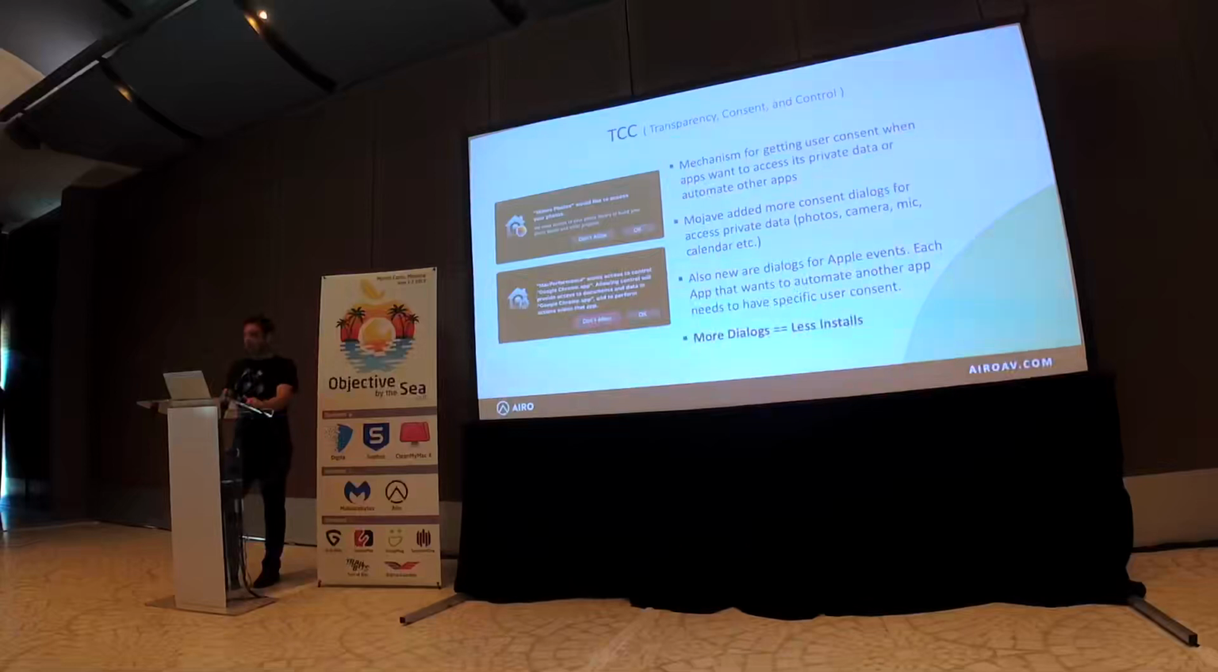So in High Sierra, in order to automate other applications, you have to get the accessibility approval, and that basically allows the application that got it to control all applications, whatever they are. In macOS Mojave, you actually have to get consent from the user for each and every application separately.